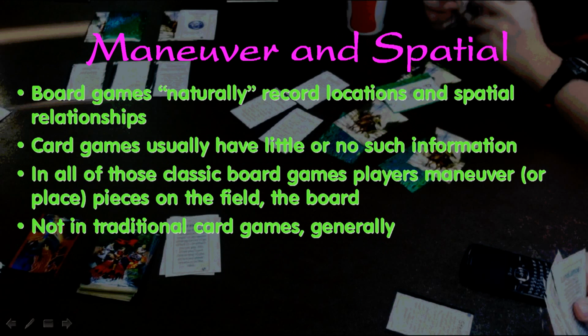Board games naturally record locations and spatial relationships. That's what the board is for. Card games usually have little or no such information because there's no way to depict it, no way to show it. In all of those classic board games that I mentioned, there's maneuver or placement of pieces on the field, the board, and those pieces have geospatial relationships. They're adjacent to each other, they're diagonally adjacent to each other, they're far away, and so forth. But you don't get any of that in traditional card games.